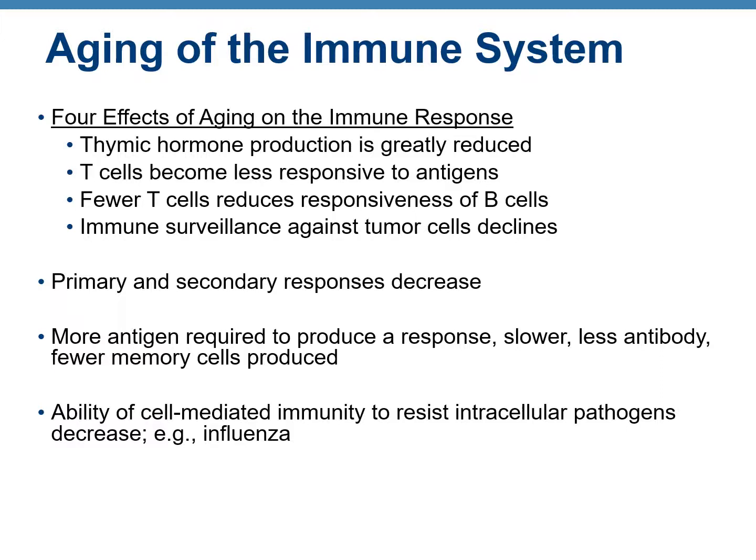Effects of aging on the immune system. Your thymus starts decreasing in size, so there is less space available for T cells, less hormone available for T cells to become mature, so you are losing some of your most specialized soldiers. Immune surveillance decreases. Primary and secondary responses take a longer time, so now more antigen is required to produce the same response. Antibodies are produced in lesser number, fewer memory cells are produced, so in general your immune system is getting weaker.